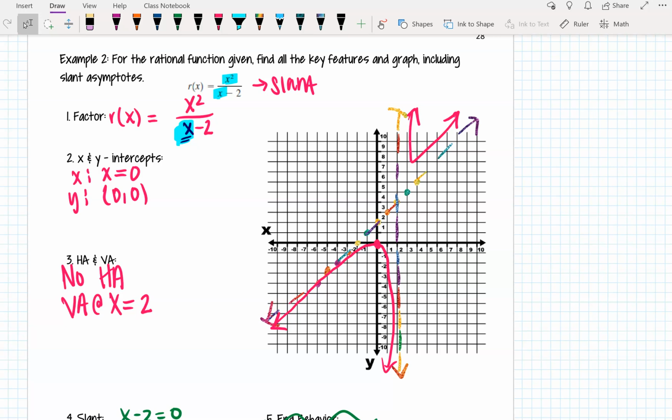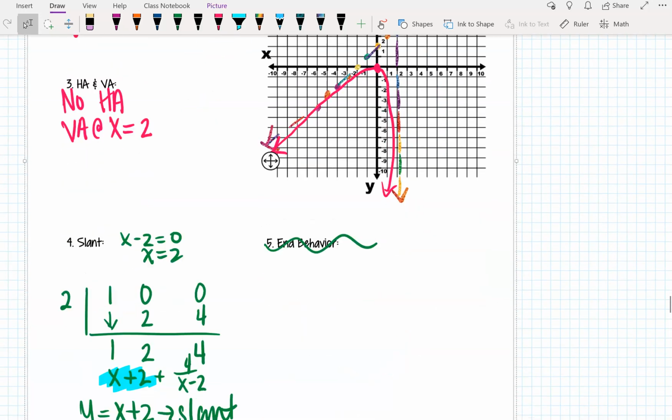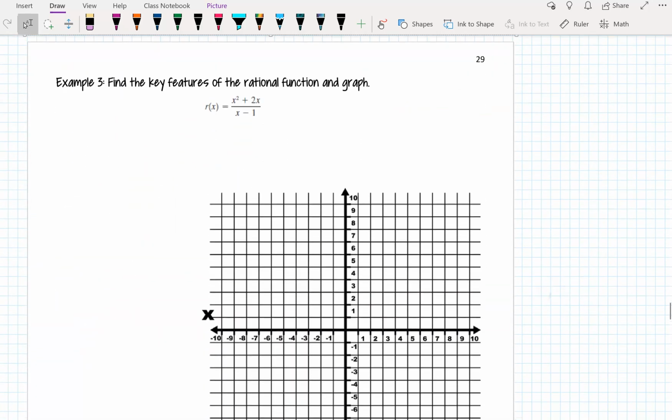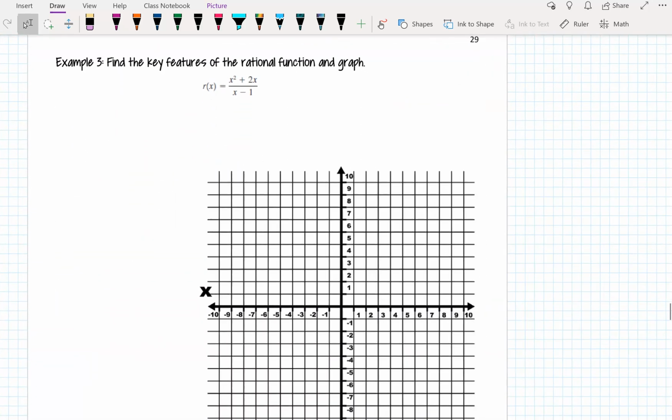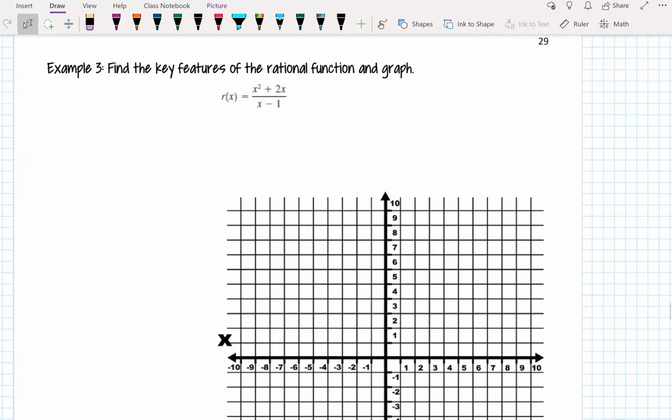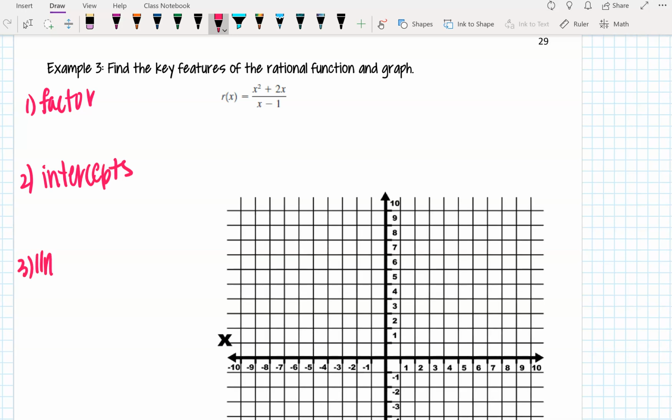So for example 3, I want you to do this one on your own. I want you to factor, find your intercepts, find your HA and VA, determine if you have a slant and find it. And then I want you to go ahead and try to graph it on your own. So go ahead and do that now.